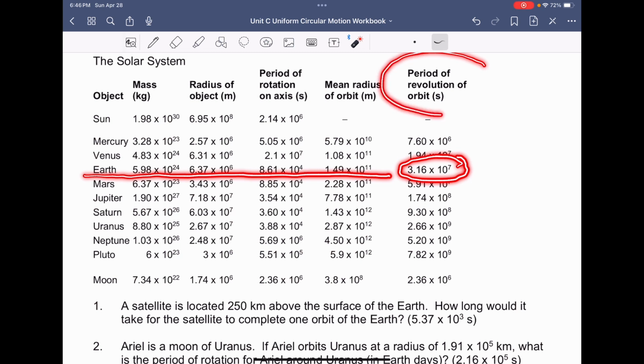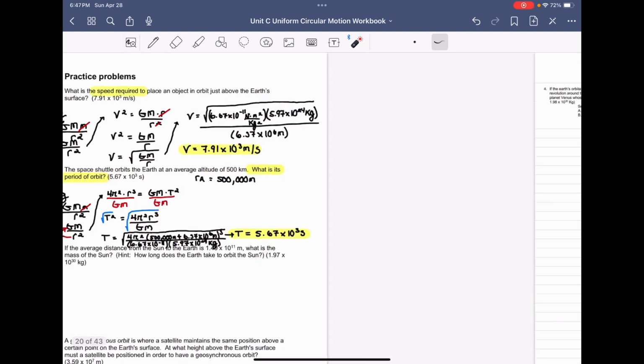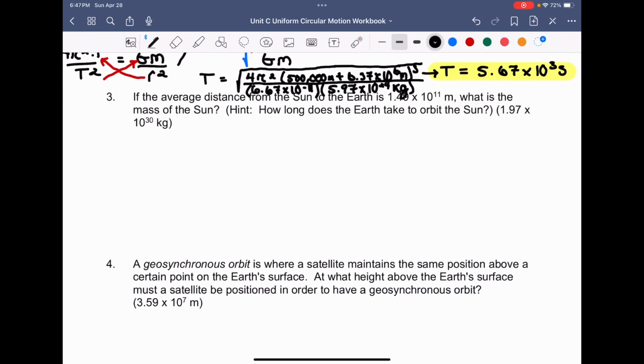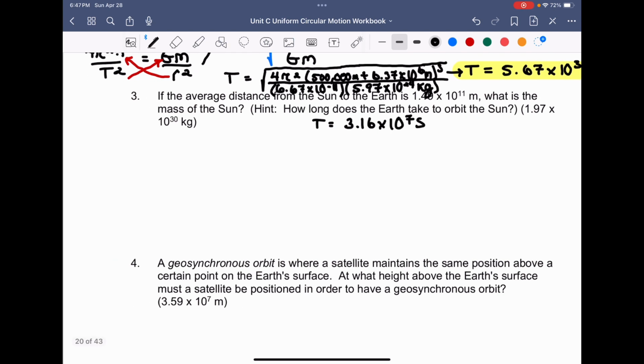When they say the period of revolution of the orbit, it's referring to how long it takes to go around the sun one time. Now, for some of you out there, you're probably like, oh, we could just manually calculate that because it's technically 1 year. But if you were given that value like we are here, we're just going to copy it: 3.16 times 10 to the 7. So I go back here and write that just up above. T is equal to 3.16 times 10 to the power of 7 seconds. There we go. Now we're going to begin the problem.